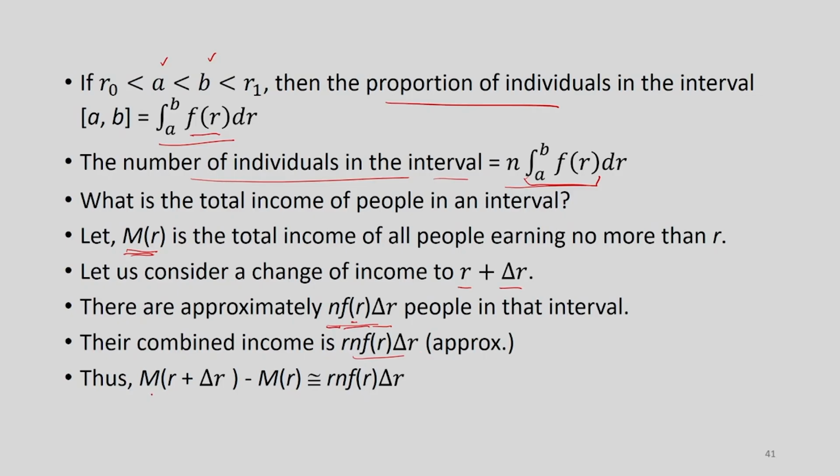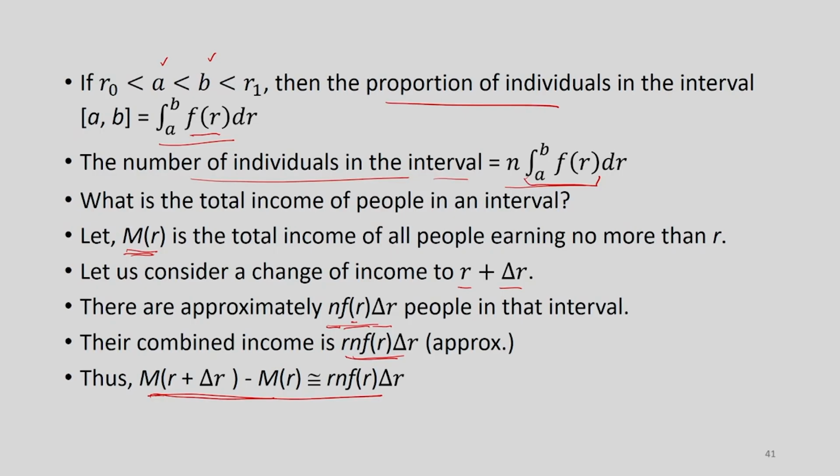In other words, I can write this: m of r plus delta r minus m of r. What is the left hand side? It is nothing but the same thing that we are talking about. It is the total income of the people in that delta r interval. It is m of r plus delta r minus m of r, and that is what we have just discussed. It is roughly equal to r multiplied by n multiplied by f(r) multiplied by delta r.